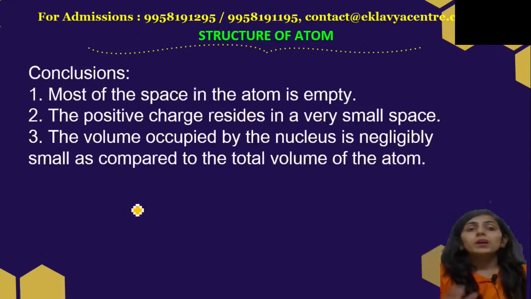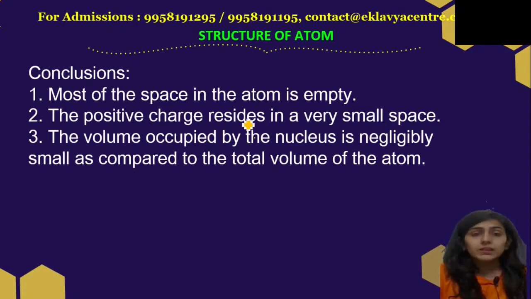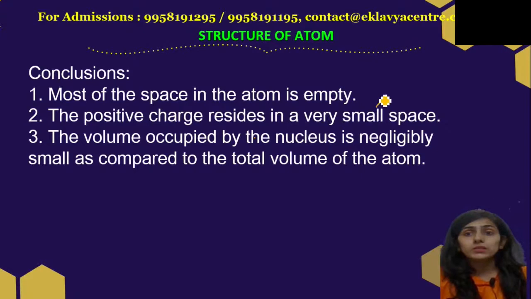the conclusions are: most of the space in the atom is empty. He said that most of the space in the atom is empty. That is why alpha particles are able to pass through the atom undeflected. So, most of the space in the atom is hollow or empty. The positive charge resides in a very small space. He says that the positive charge, that is protons, resides in a very small space, and that positive charge he called the nucleus, right?